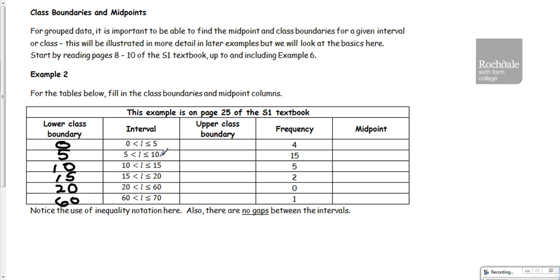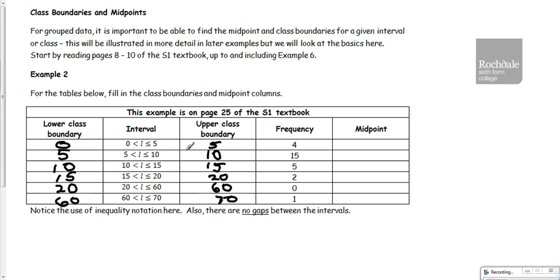Upper class boundary, well, it's a little bit easier here because these are all included. So 5's the top boundary there, the upper boundary, then 10, 15, 20, 60, and 70. Okay. We've got the frequencies here. This is how many things occur in each interval. So there are 4 values between 0 and 5. There are 15 values between 5 and 10, and so on.